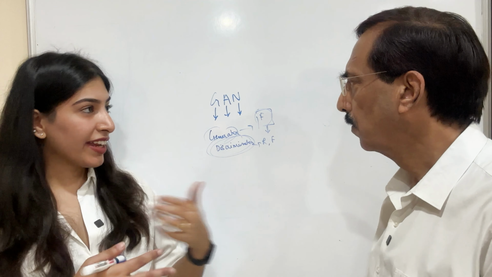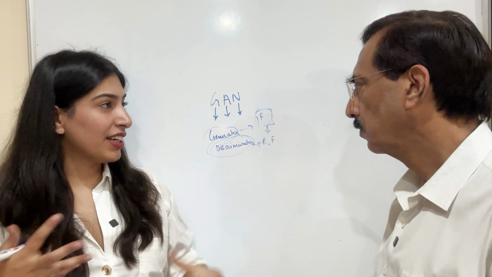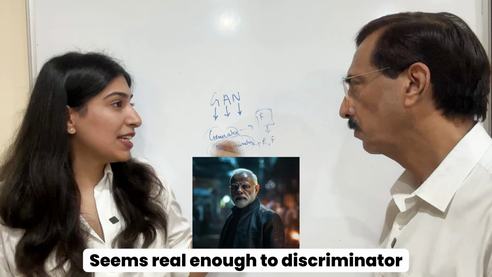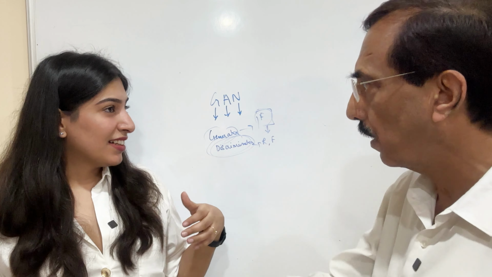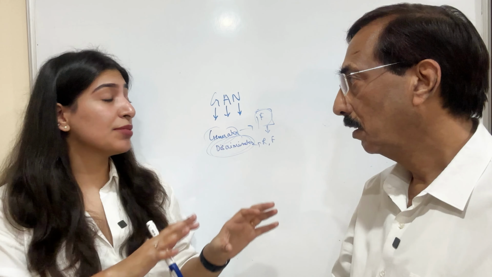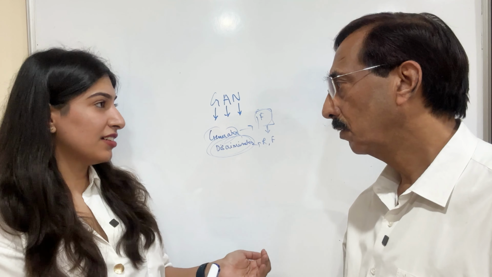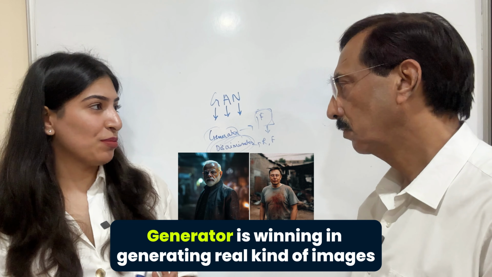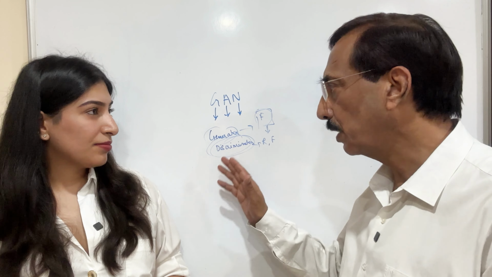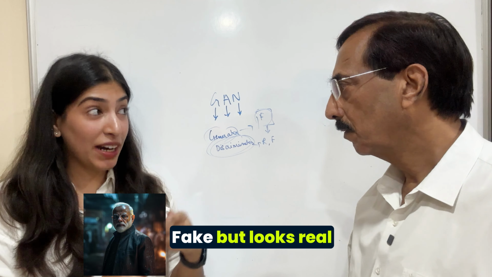So in training, both of them will fight against each other till we are sure that the generator is able to create images that seem real enough to the discriminator, and the discriminator is not able to understand that these are fake images. Then your generator is actually winning at generating real kind of images. But what is our purpose? To create a fake image or to create a real image? To create an image that is fake, but looks very real.